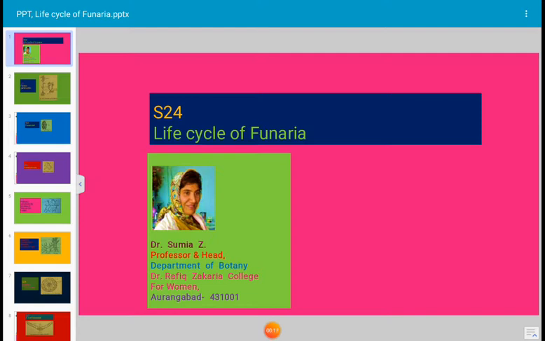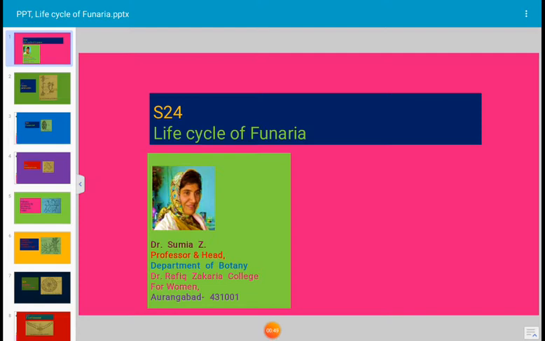Funaria is a very common plant in the rainy season. It is a terrestrial plant, which means it can grow on moist soil, moist walls, or moist places. Everywhere in the rainy season it is a very common plant, and it is most common in tropical and temperate regions of the world. They are common on moist rocks, damp walls and burnt, humid ground which is rich in plant ash.